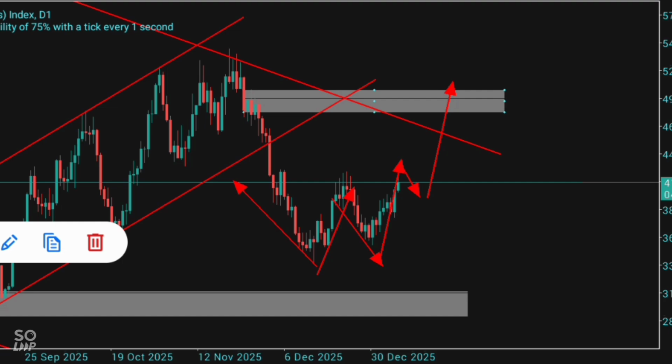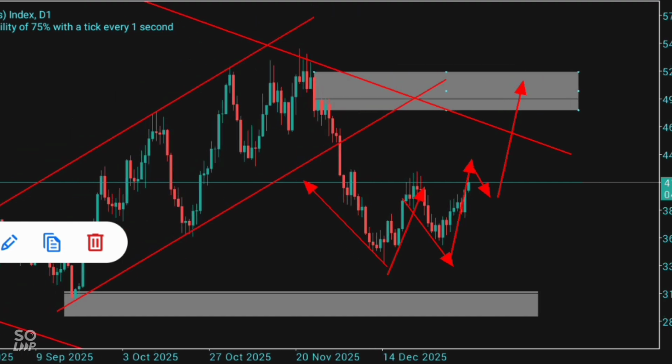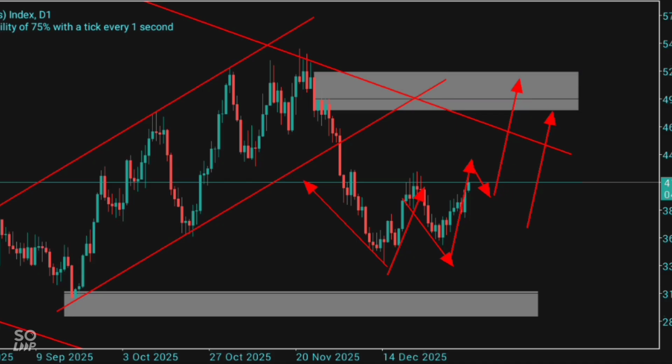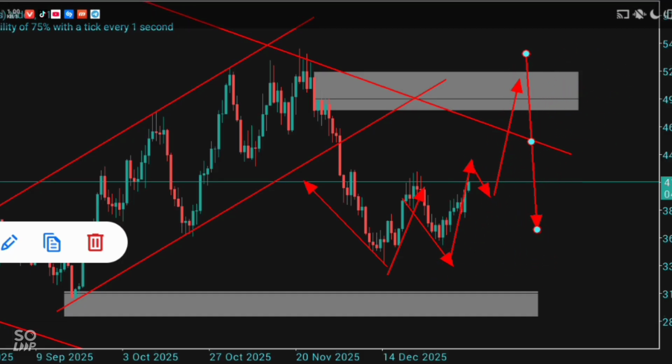Test this region of confluence. It's a supply zone. It will make a fake out here to confuse new beginners or beginners that the trend is finally going up. Then after reaching this supply zone, it will go back.